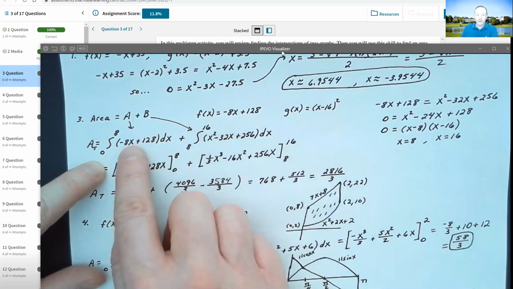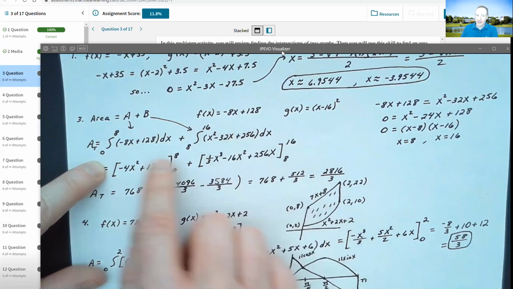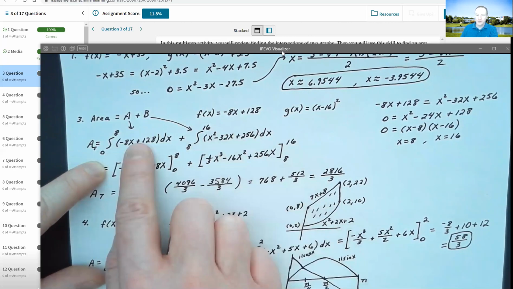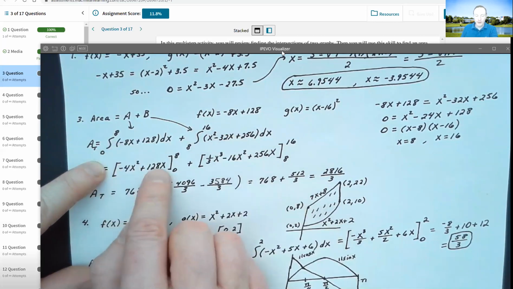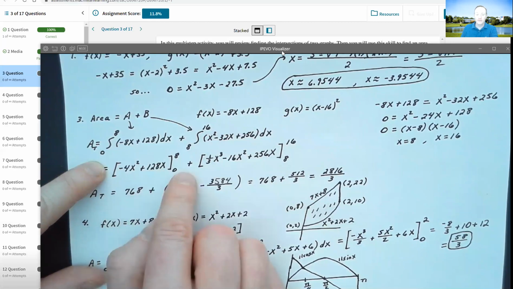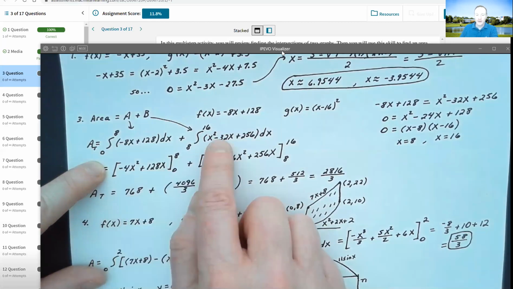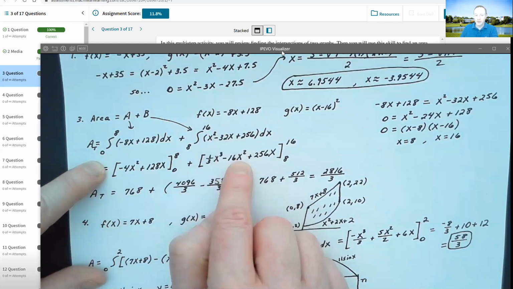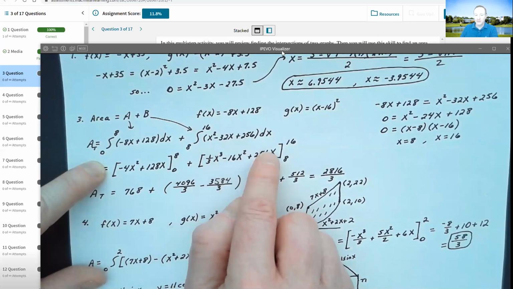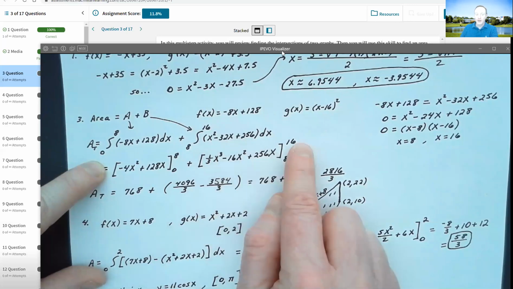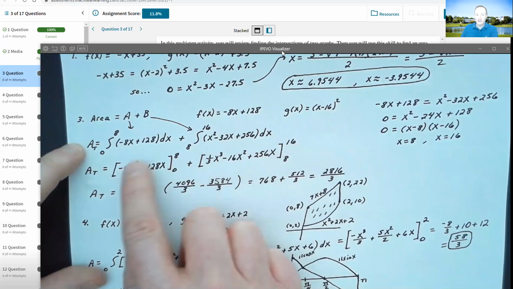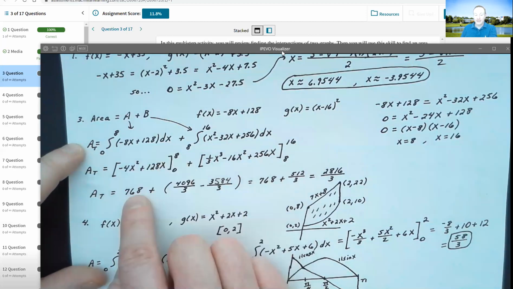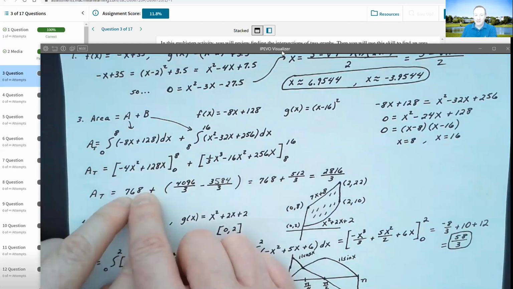So now we're just using the power rule on each one of these, understanding that you must keep them as two separate integrals. So the integral from 0 to 8, I'll have negative 4x squared plus 128x, evaluated from 0 to 8. Then I'll have x cubed over 3 minus 32x squared over 2 for minus 16x squared, plus 256x, integrated from 8 to 16. Now, I can say in this first one, the only thing that's going to have any relevance is the 8. Whenever you plug an 8 into that expression, you'll get a 768.